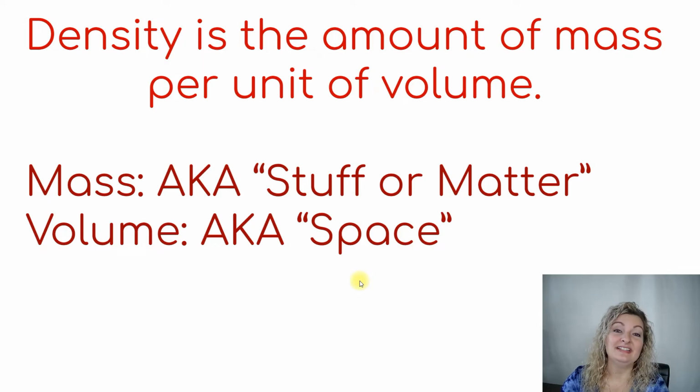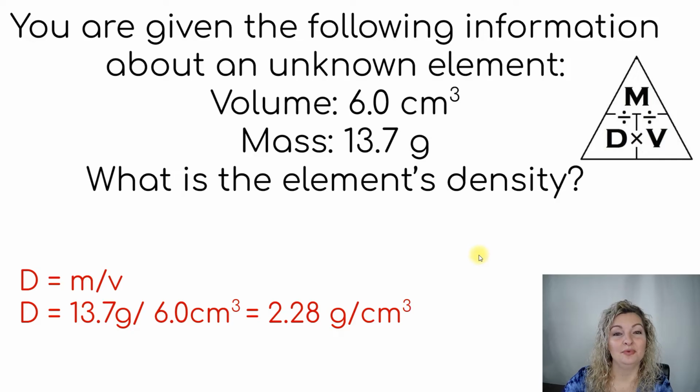So let's talk about what density is first. It's the amount of mass per unit of volume. Now, what is mass and volume? Mass is the stuff, or the amount of matter, that's actually in the object or substance that you're calculating. And the volume is the amount of space that it is taking up. So let's go ahead and do some practice problems.